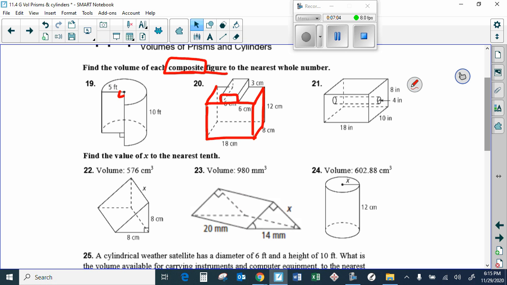Here, I would find the volume of that rectangular prism, this one right here, and I have to add on the volume of this other rectangular prism that's added on top. Okay, find the volume and add those together. Here, I'd find the volume of the rectangular prism right here, and then subtract off the volume of that cylinder. Okay, so I'm subtracting two volumes, and that one right there.